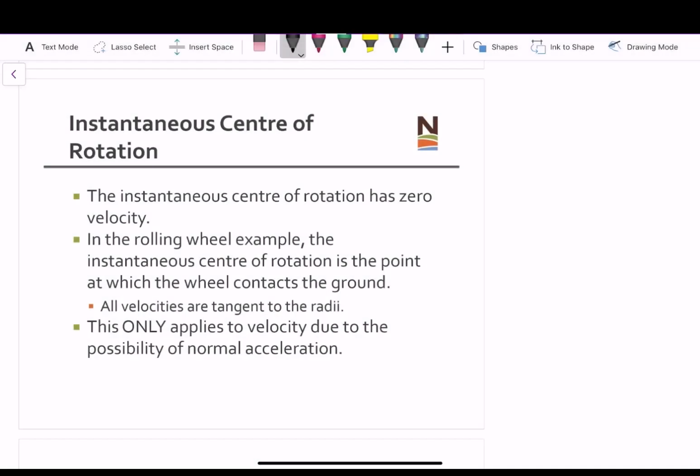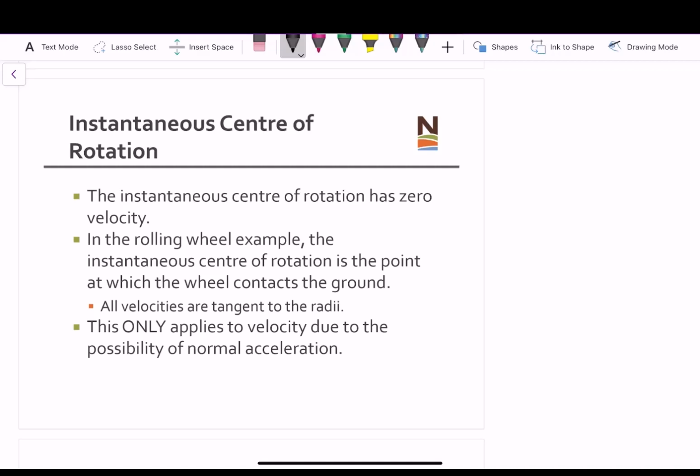Hi everyone, and welcome to the third and final video for Unit 4, Plane Motion. In this video, we're going to take a look at a second method for calculating velocities in plane motion. This method is called the Instantaneous Center of Rotation, or Instantaneous Centers. The Instantaneous Center of Rotation has zero velocity.